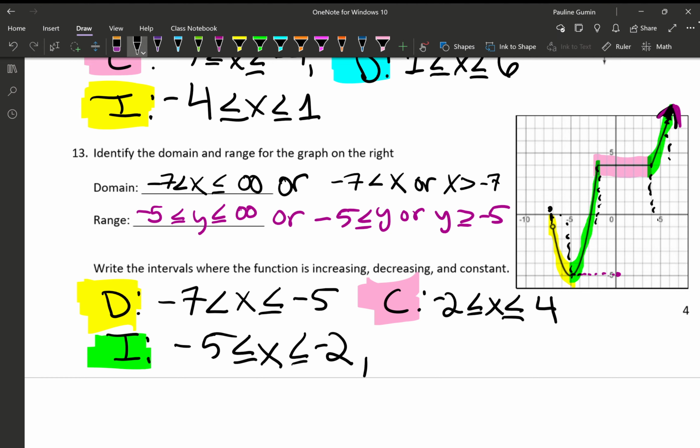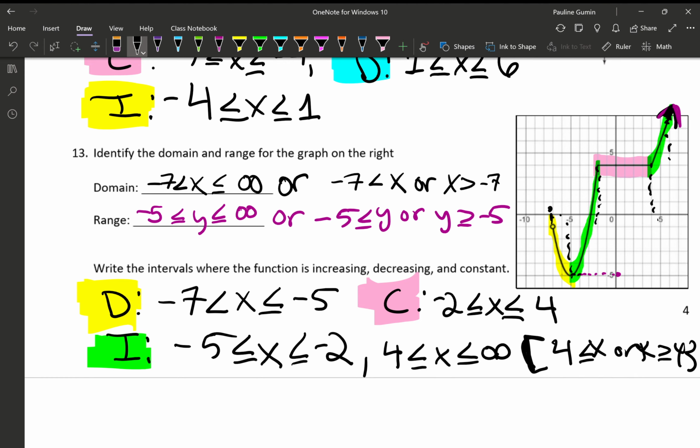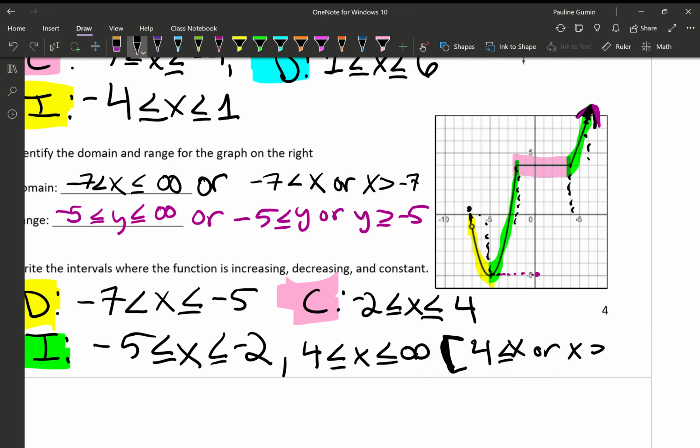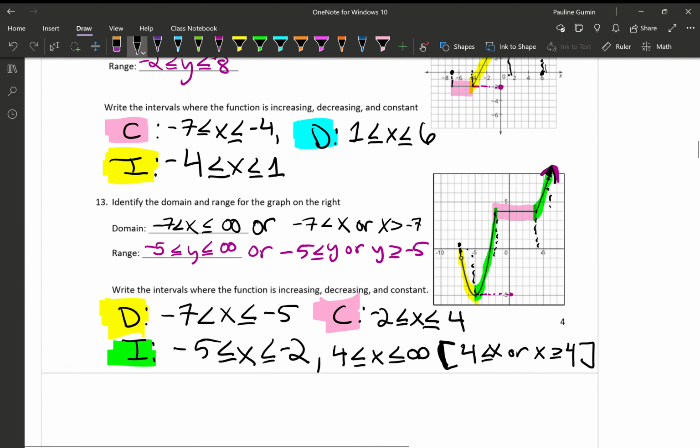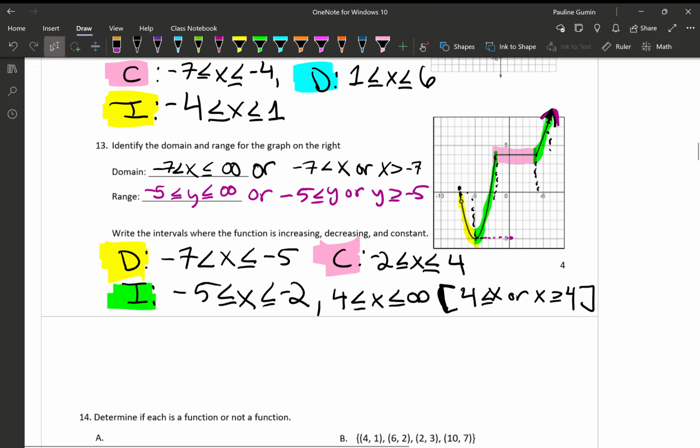That's increasing again. So, from 4 until infinity, or of course you could just not include the infinity. You can say x is greater than or equal to 4 this way. Either way works for me. That looks like 43. Let's try writing that again because that was awful. There we go. All right.